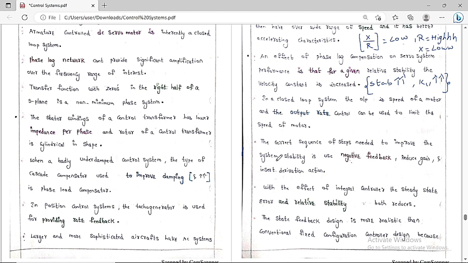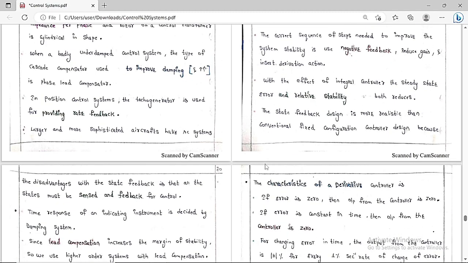The next point is, the state feedback design is more realistic than the conventional fixed configuration controller design, because the disadvantage with the state feedback is that all the states must be sensed and fed back for control.